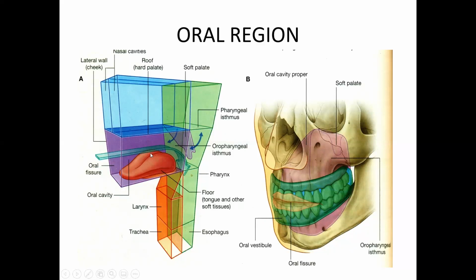And this is the oral cavity proper, in which we have the tongue, the inferior surfaces of the hard palate and the soft palate, and the palatine tonsils. We have the oral isthmus posteriorly, and anteriorly we have the oral fissure. So this is the oral cavity proper, and this is the vestibule. So the oral cavity itself is divided into the oral cavity proper, or the mouth cavity proper, and the oral vestibule.